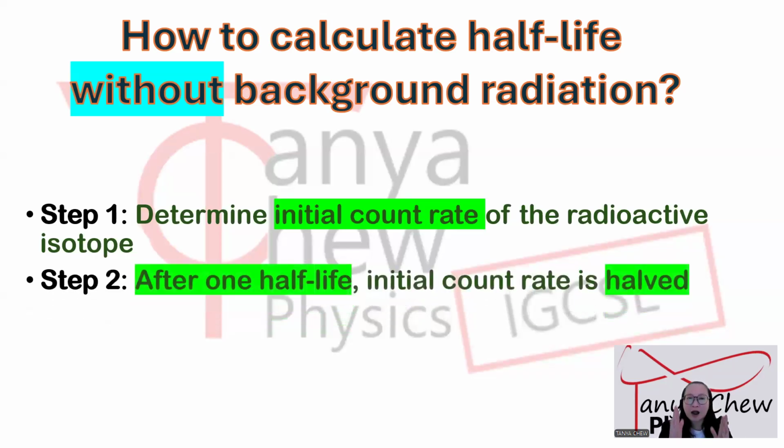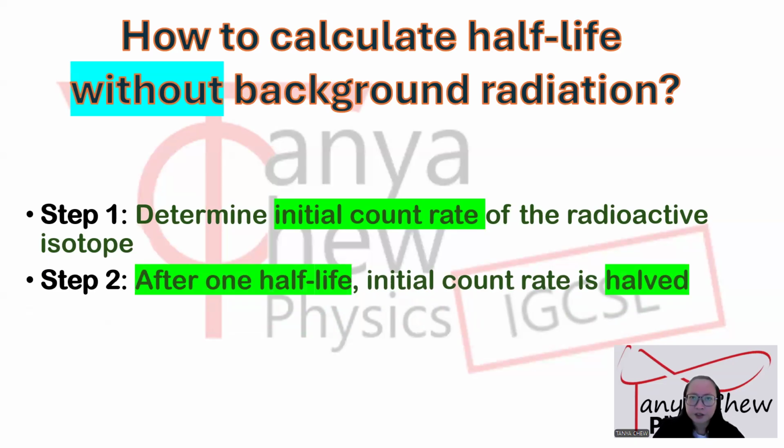And step two, after one half-life, you have to remember, since the decaying graph occurs exponentially, the initial count rate or initial activity of the radioactive isotope must be half. Maybe a little bit confusing. I get you. Don't worry.